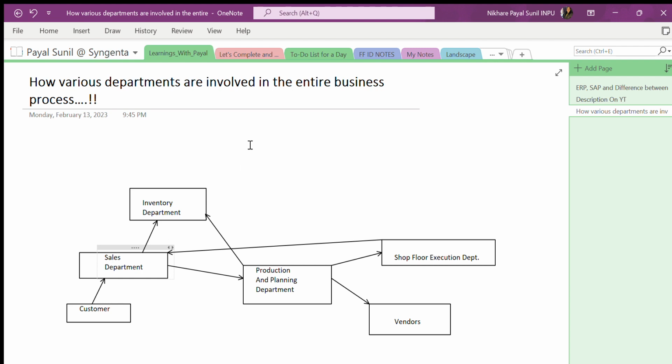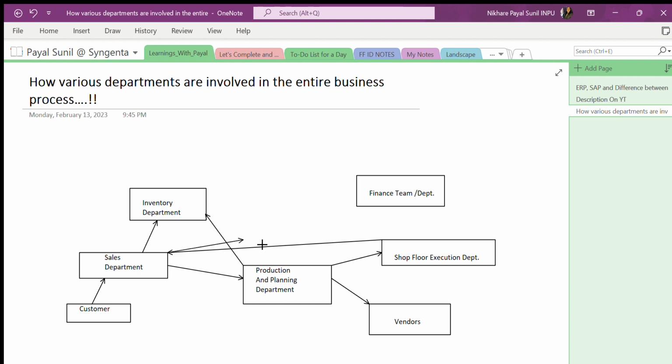But meanwhile, during this process, there is one more chain, that is the finance team, the most important one. The finance team, or finance department, we can say. So meanwhile, when the shop floor execution department forwards the product which is already ready to the sales department, the sales department will contact the finance department.